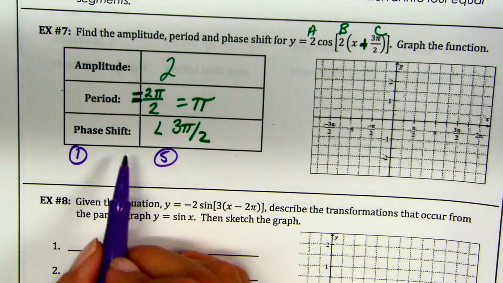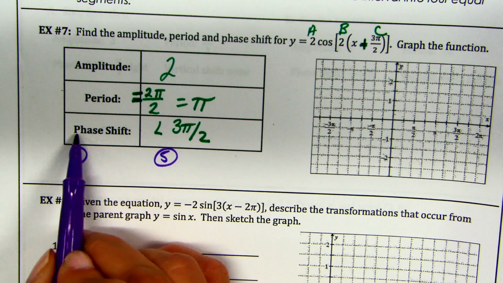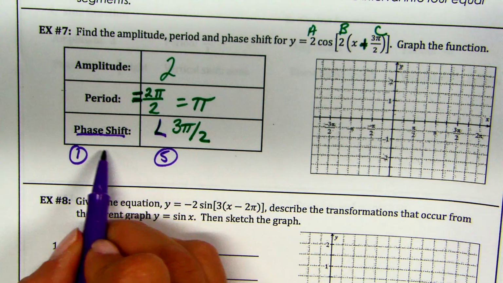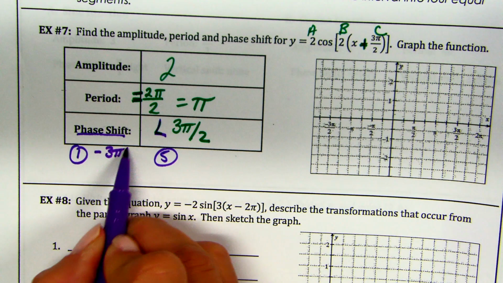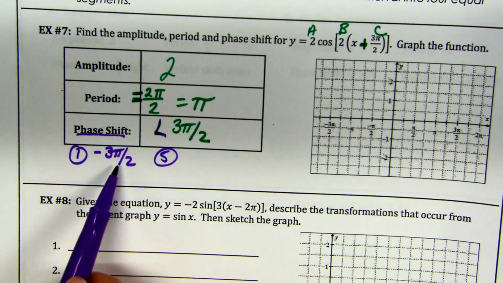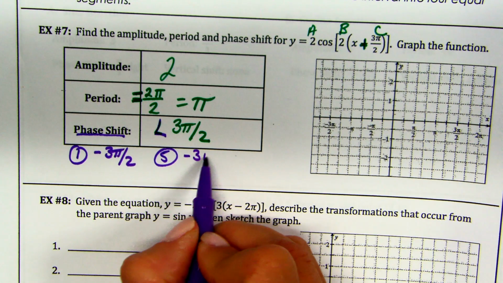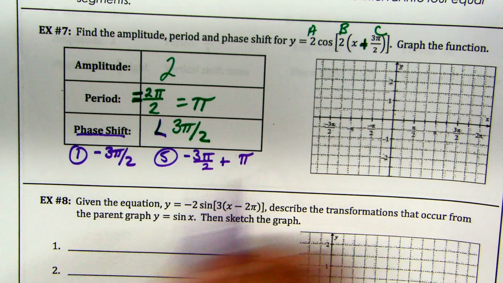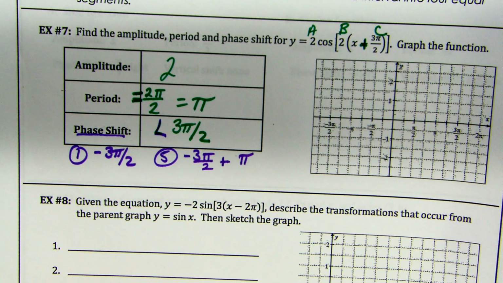So let's start with our first point, which is the phase shift, right? Phase shift gives us our first point. And left means left of 0, so our first point is negative 3 pi over 2. And then to find our last point, we have to go pi distance from our first point. So we always do our first point plus the period to get our fifth point.